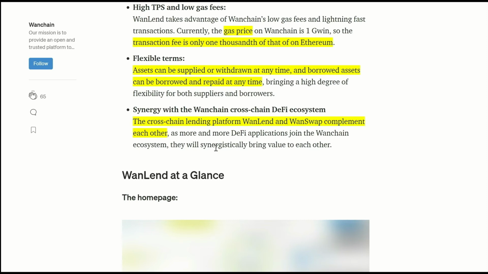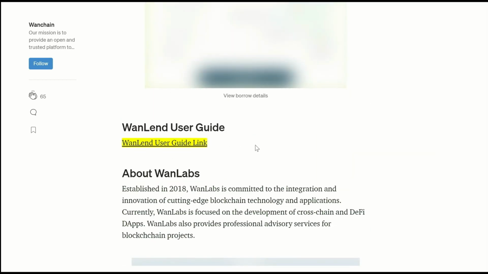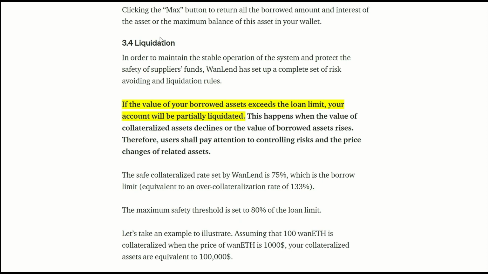And then both WanLend and WanSwap complement each other. You can use both in both of the websites like we're going to do today, or you could use them by themselves. It's really up to you and how you want to do it. So this page gives you some good information. This link really dives deep into the WanLend functions and kind of gets into the background information that you really need to know to understand it.